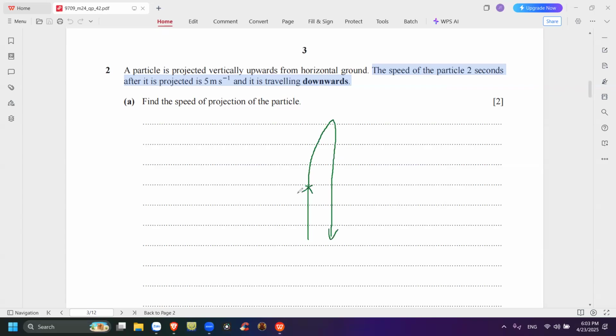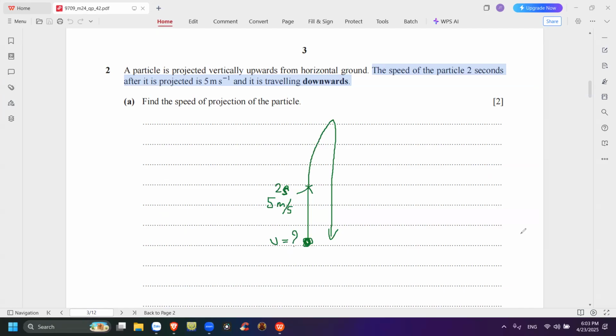But at around 2 seconds after it moves up, it is at 5 meters per second, isn't it? Okay. So, but it still moved down. Find the speed of projection of the particle. Tìm tốc độ của cái sự phóng lên của particle này. So it means that you have to find the u, isn't it?